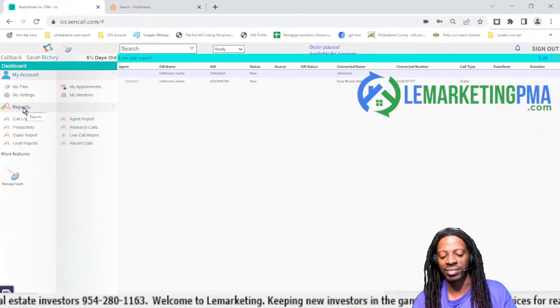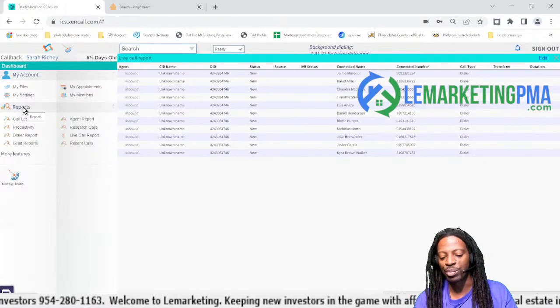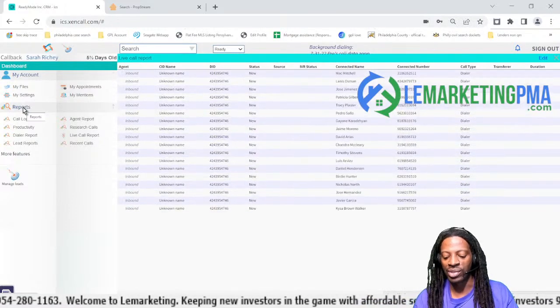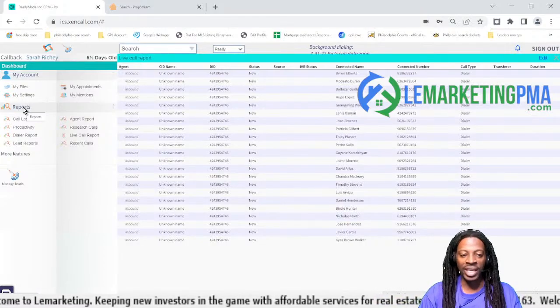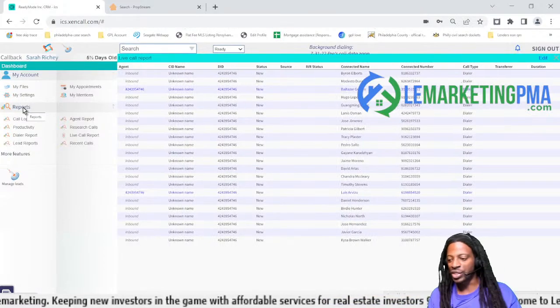But again, he was a homeowner. We spoke to him. We confirmed that it was him, and he was in foreclosure. Again, our data works. It's functioning, right?